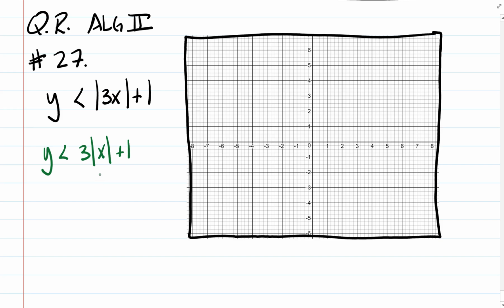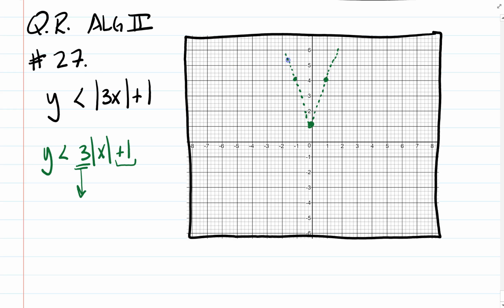So the 3 on the outside here is going to tell me that I'm going to have a vertical stretch, and then the plus 1 means I'm going to move the whole thing up 1 unit. So I would go up 1 unit, and then from here I would go over 1 and then up 3, over 1 and then up 3. And then from here I would have a dashed line, and the reason I would have a dashed line is because it is strictly less than.